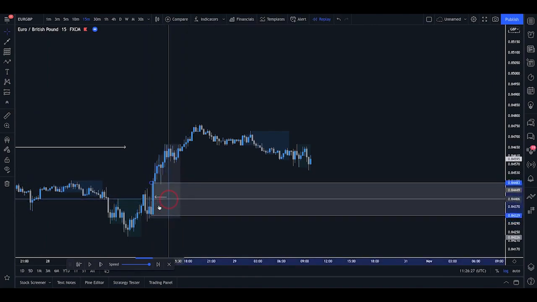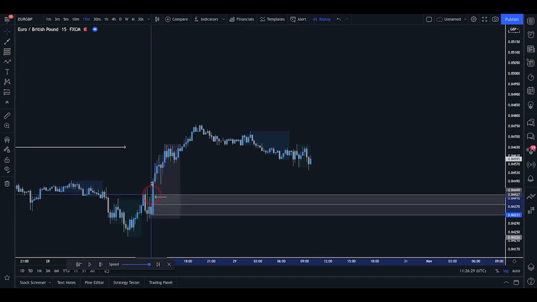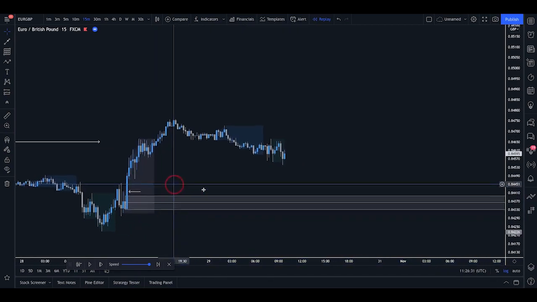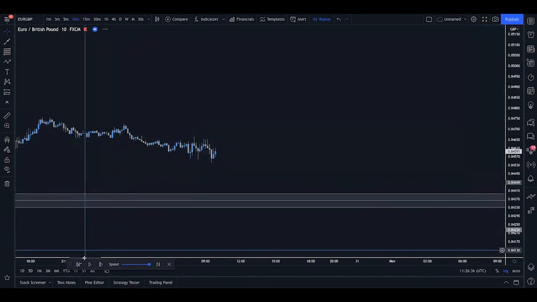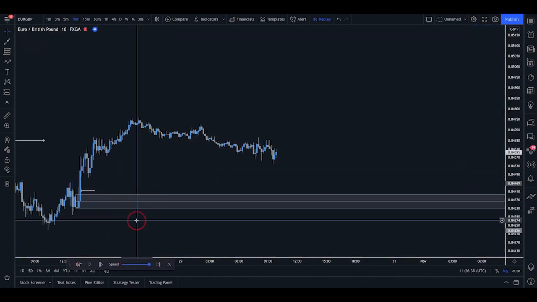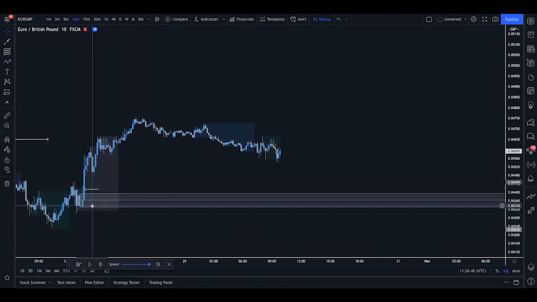So what we can actually do is grab our tool, mark it onto the last candle before the impulse there, and that is going to be our zone of interest for this trade. Now I'm just going to quickly have a look at the 10-minute time frame and see what that says. I don't think we need to refine much further. 10 minutes is telling us the same thing.